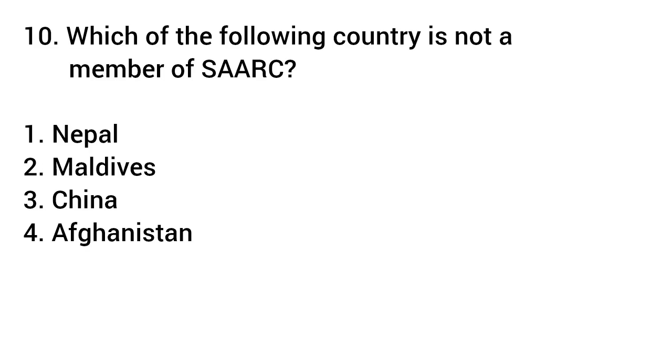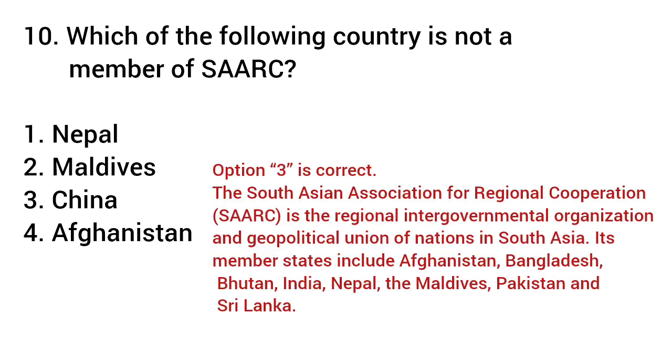Which of the following country is not a member of SAARC? Answer. Option 3 is correct. The South Asian Association for Regional Cooperation is the regional intergovernmental organization and geopolitical union of nations in South Asia. Its member states include Afghanistan, Bangladesh, Bhutan, India, Nepal, the Maldives, Pakistan, and Sri Lanka.